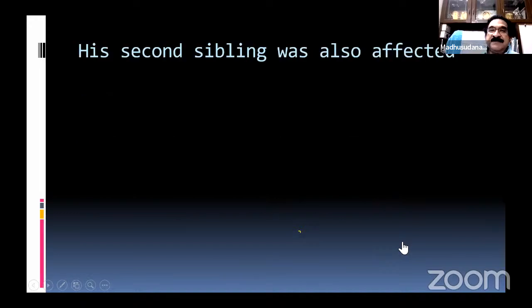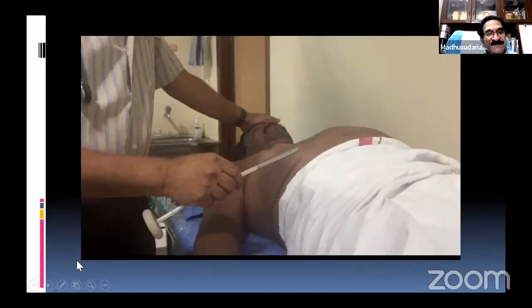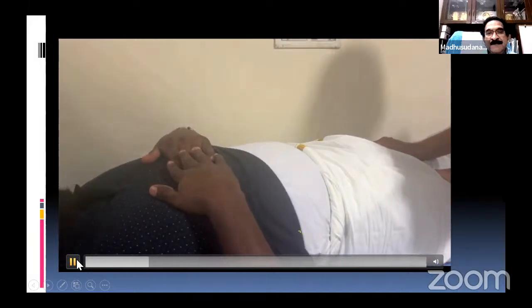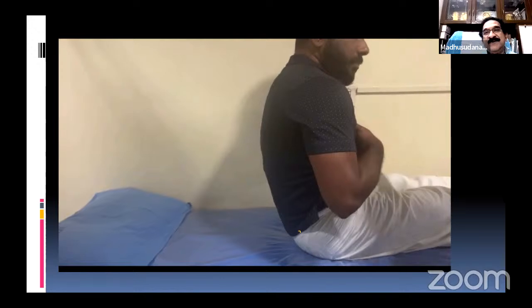So the second sibling was affected. To find out whether the first sibling also had difficulty getting up, he was examined once again, put to bed again. So I examined him, the youngest. He could easily get up without any problem. The second one could not get up.